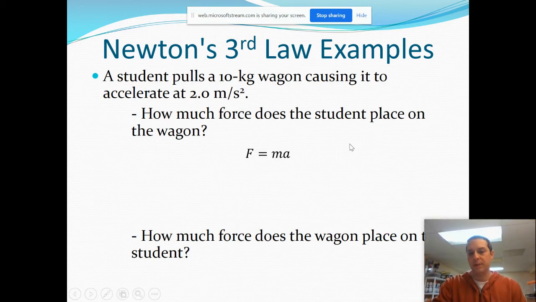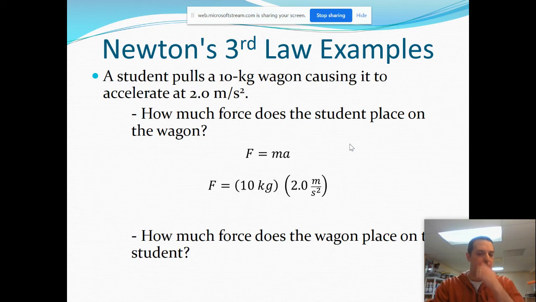We're going to use force equals mass times acceleration, and we're going to plug in here our mass of 10 kilograms and our acceleration of 2 meters per second squared. If we're accelerating a 10-kilogram cart at 2 meters per second squared, the total force that must be placed on it would be 20 newtons. F equals ma. 10 times 2 is 20 newtons.